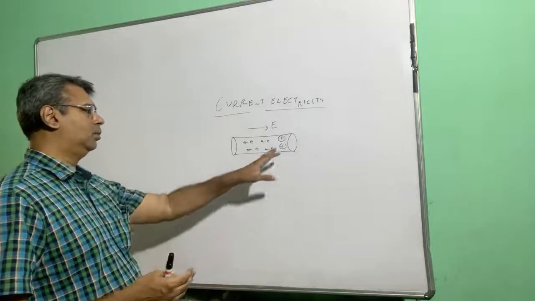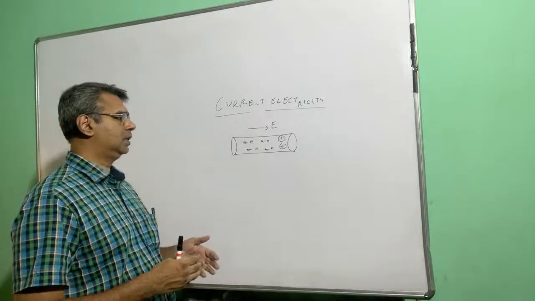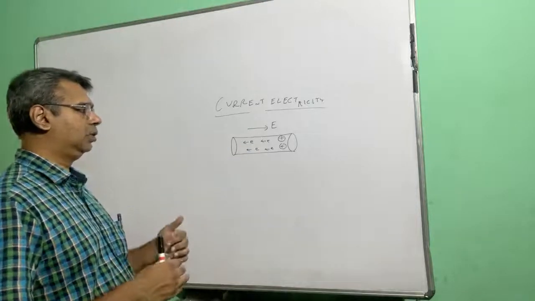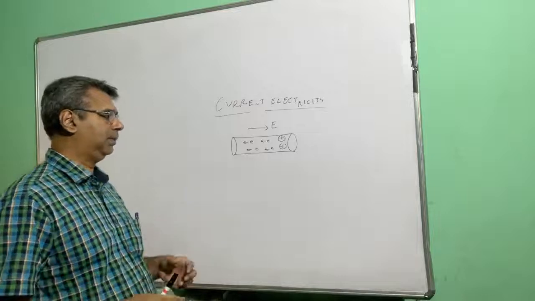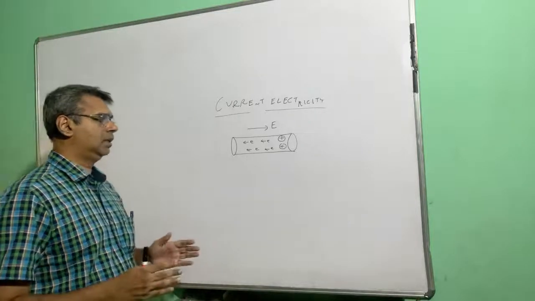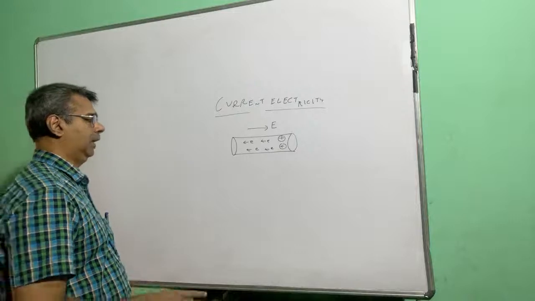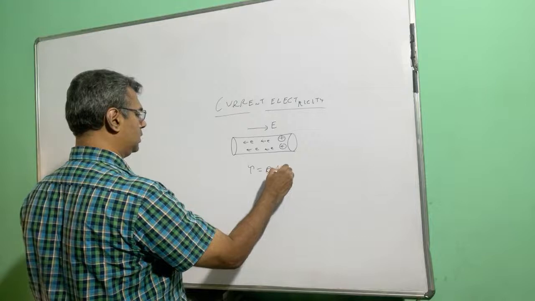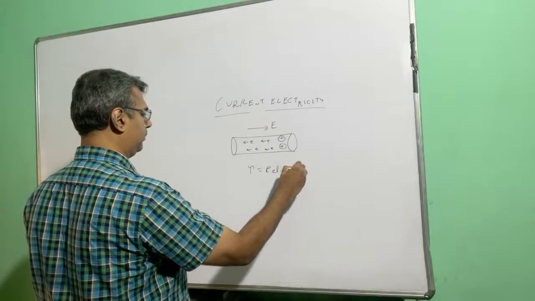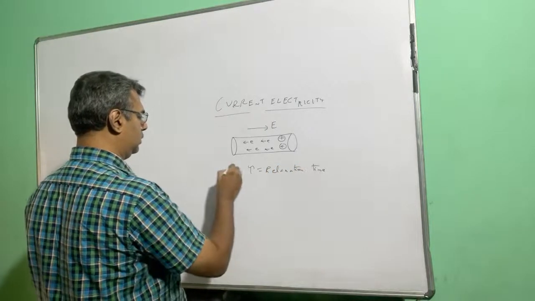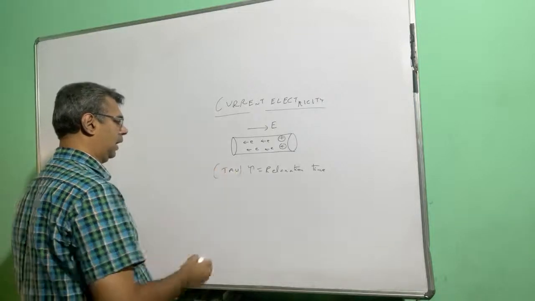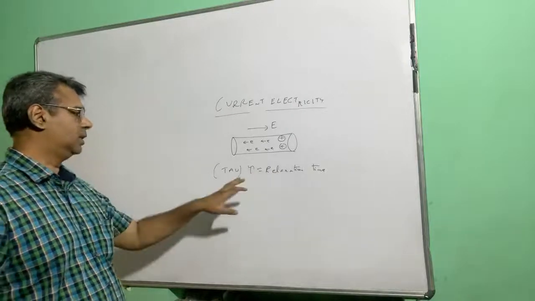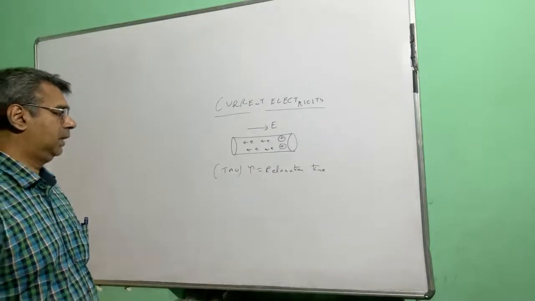Like the electrons will move opposite to the field, they will have collisions, they will slow down, again they will accelerate because of the field, again they will have a collision, again they will slow down, and this will keep happening. So if you consider a very long interval of time, then the average time between two collisions is called relaxation time. And this is the Greek symbol tau. Tau is the relaxation time. So it is the average time between two collisions of an electron.